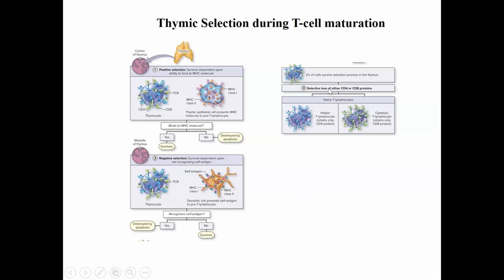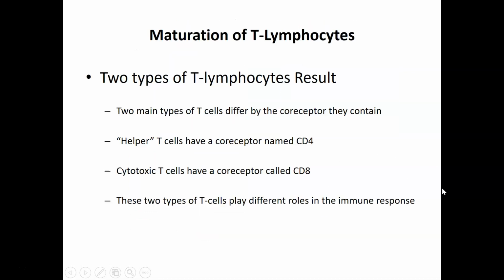Final step, I didn't really describe it this way, but the final step is that T cells end up with only one co-receptor, CD4 or CD8. The book describes it this way: they start out with both, but they undergo selective loss of one or the other. So that's considered part of the maturation process as well.